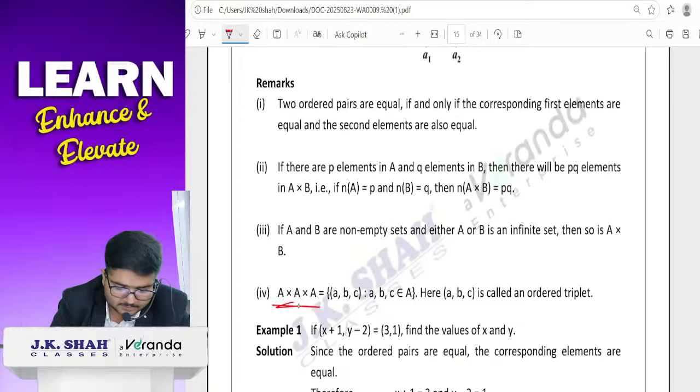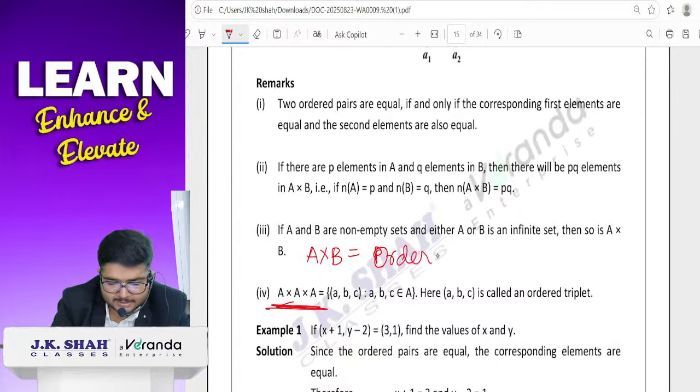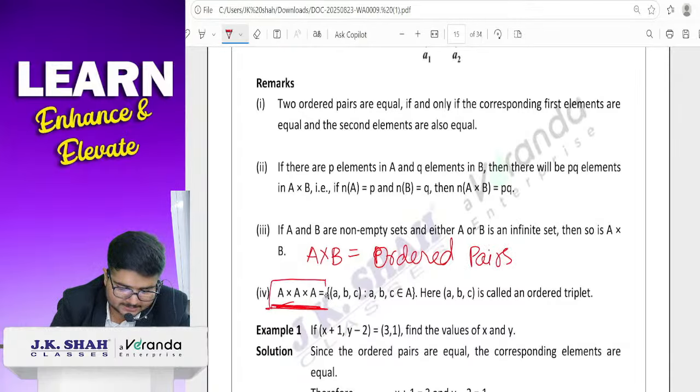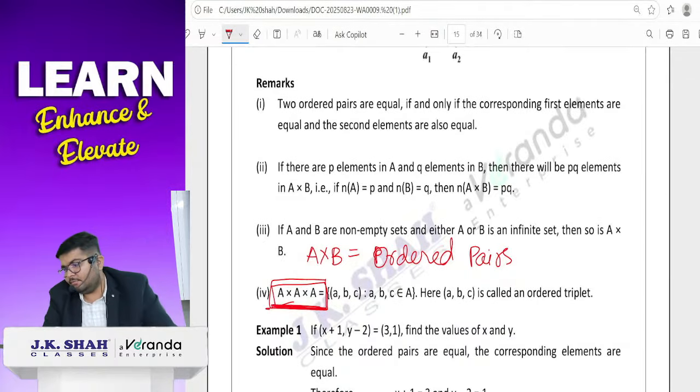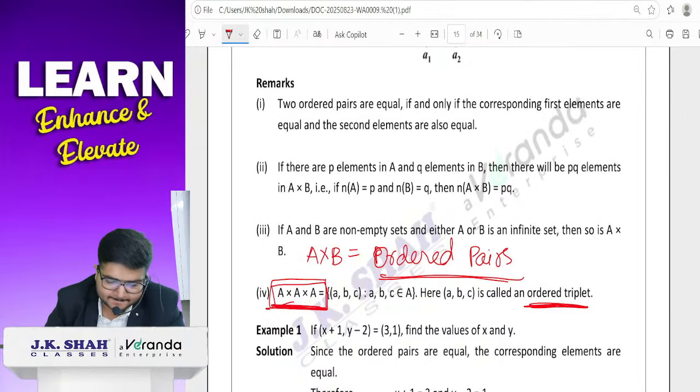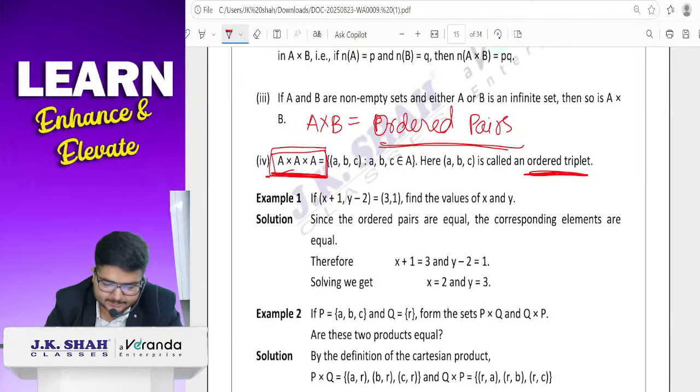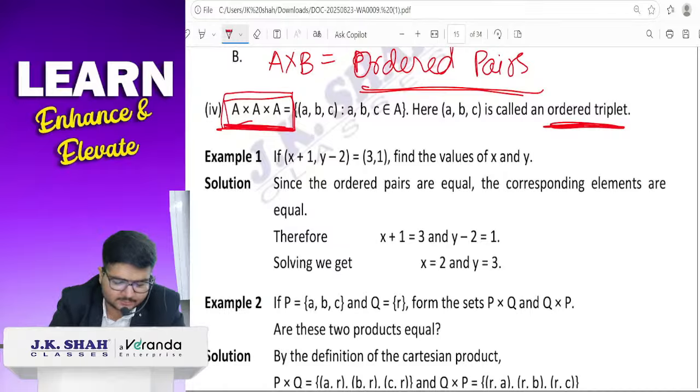Now the 4th point that I have to explain: when you find A into B you will get a product, and those products are called ordered pairs. But please listen carefully. If you multiply 3 sets, if you find the product of 3 sets, then it is not called ordered pairs, it is called ordered triplet. Right? Ordered triplet. Understood? Now let us solve examples.